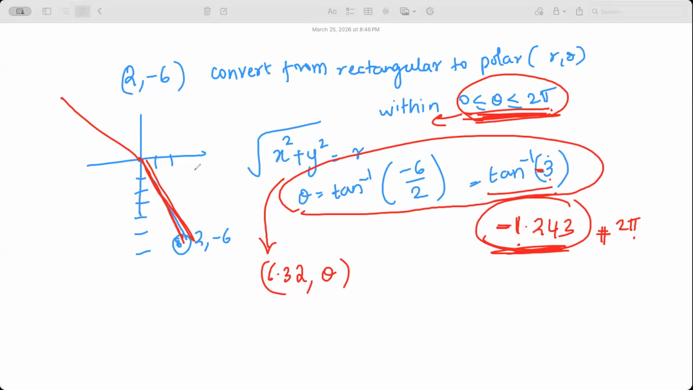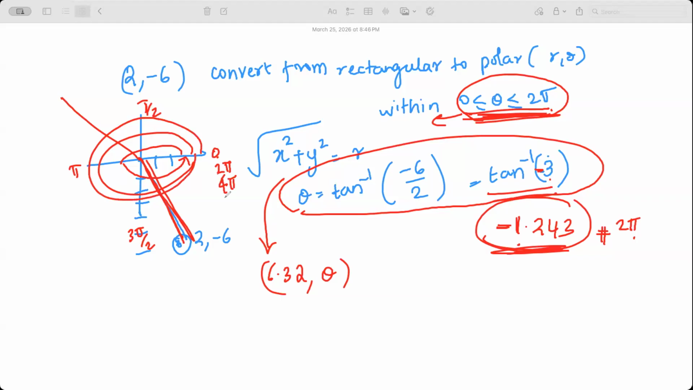See, 0, pi by 2, pi, 3 pi by 2. Okay, and then when it comes again, it's 2 pi. Again, when you make another round, it's 4 pi. Again, when you make another round, it's 6 pi. So basically, this was minus 0.1243 radians, right?